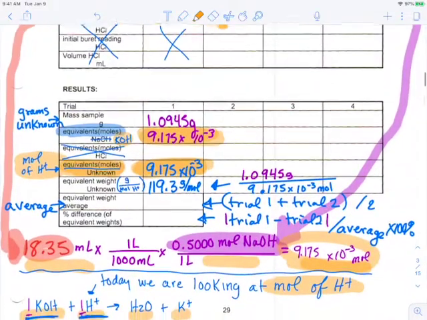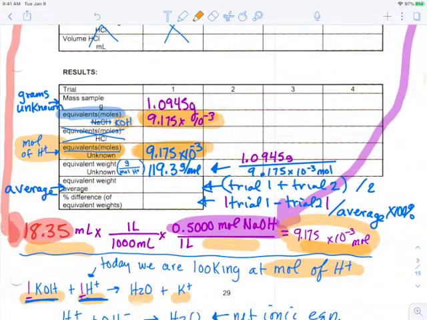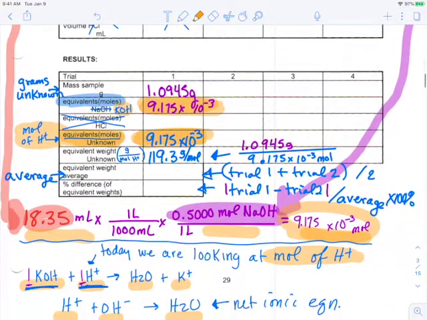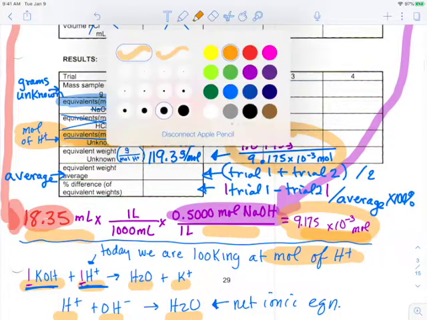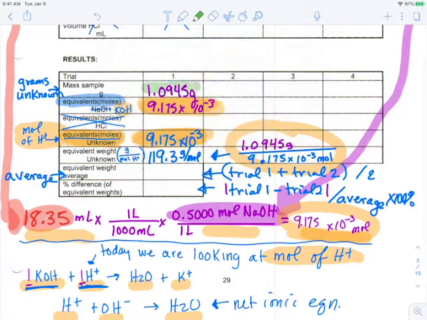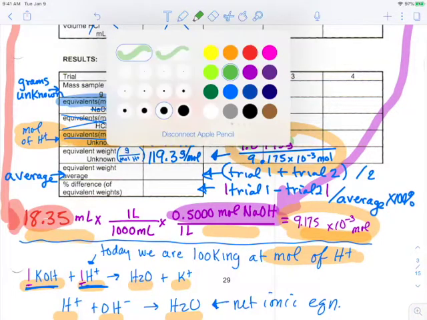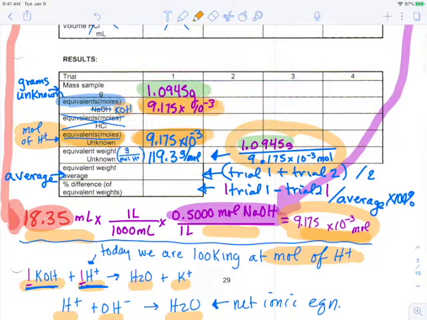All right, so next up is the equivalent weight of the unknown. What you're going to do is take the grams, which were found right up here. That's your mass of the sample. And then you're going to divide by the moles we just talked about, right over here. So it's grams of your compound divided by the moles or equivalents of H+. That will give you the equivalent weight.